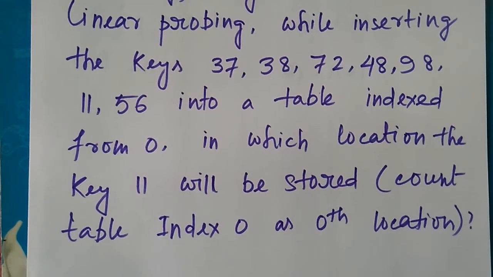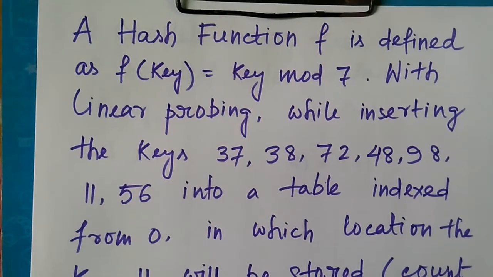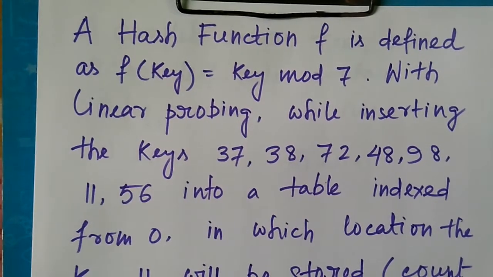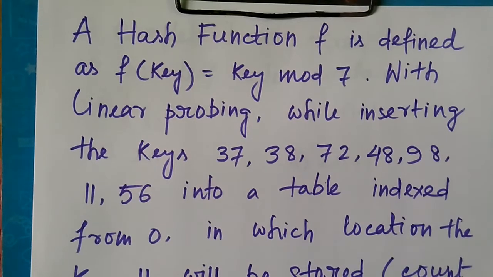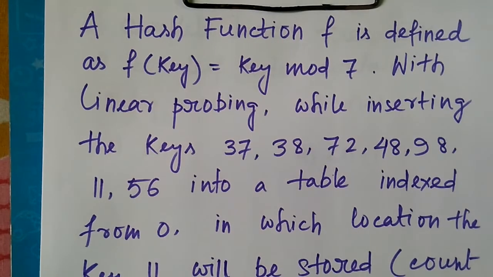So now let's solve this question. This question is about linear probing, which is related to the subject data structure, and as you know, linear probing is one type of probing, which is fast and simple. To know about linear probing, first we have to know what mod is. Here it is key mod 7. The mod function is a mathematical function which gives you the remainder of a division.